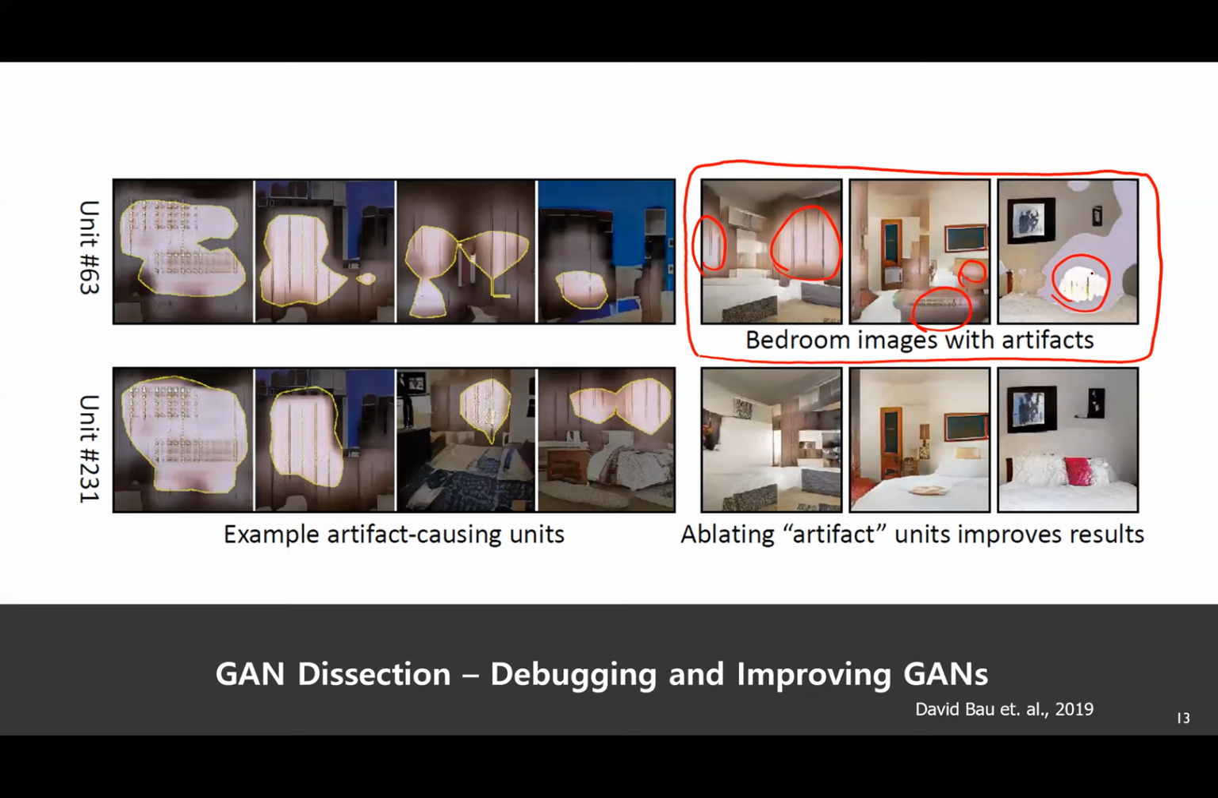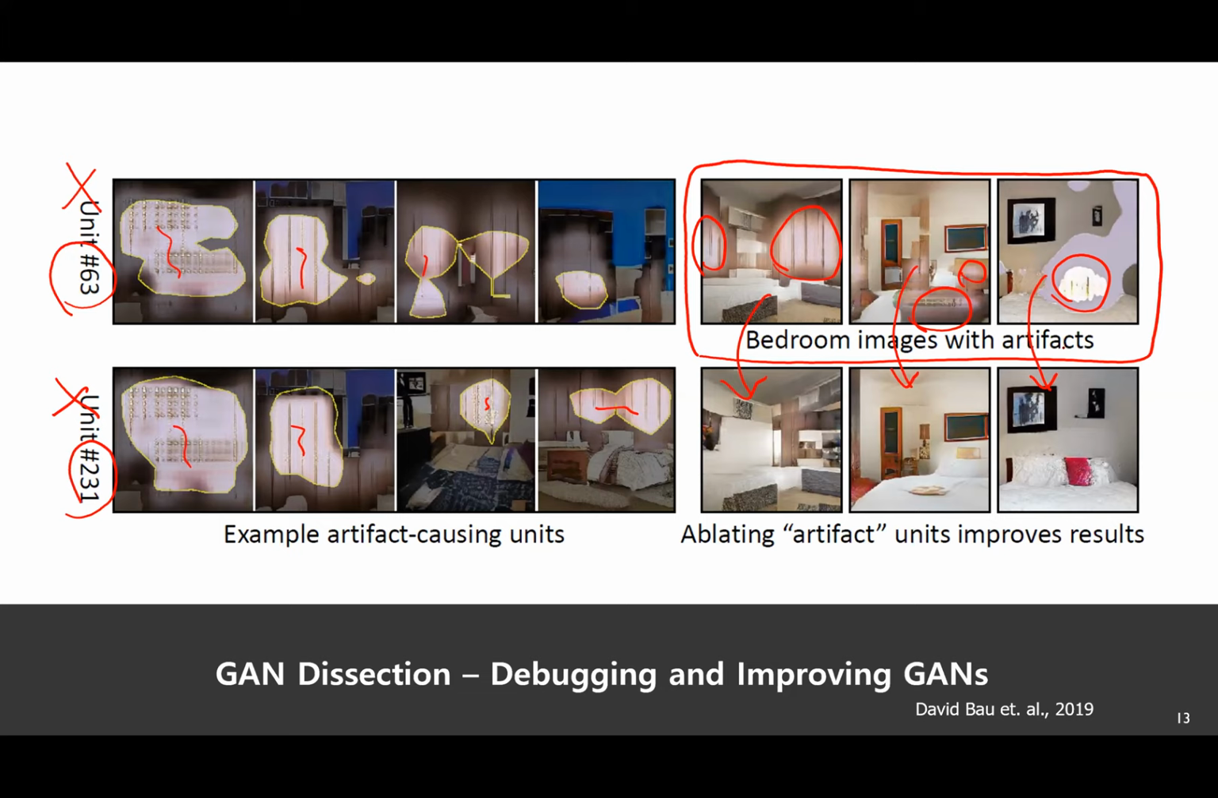Then the researchers tried to find which features are activated in this part. They found that unit 63 is generating this type of image, and unit 231 seems similar. Then the researchers turned off units 63 and 231, and the image now becomes a more natural image, because the artifact, the poorly generated part, is eliminated.